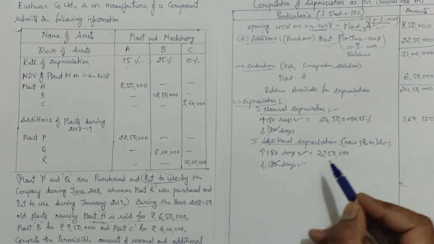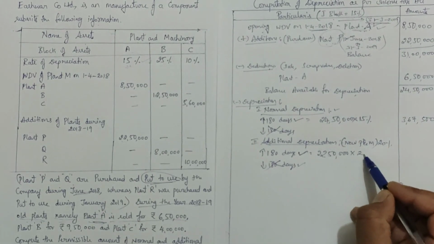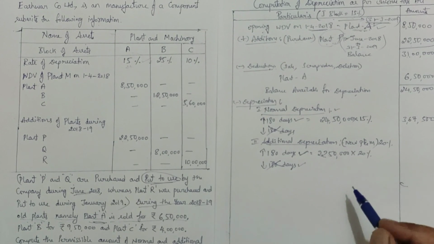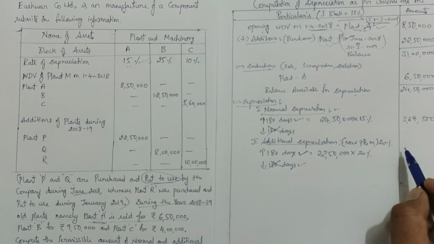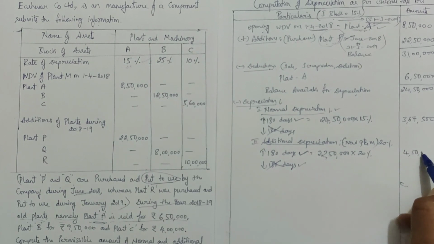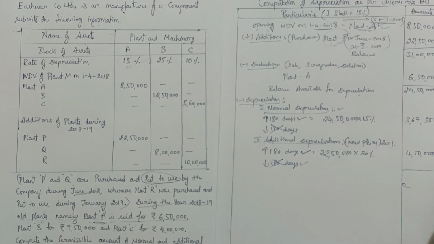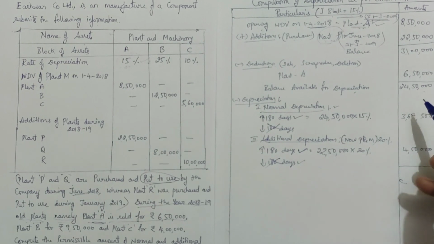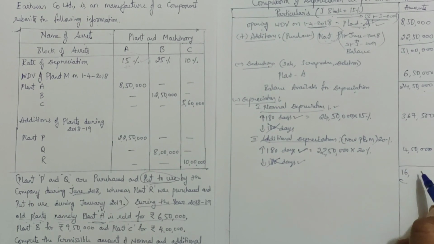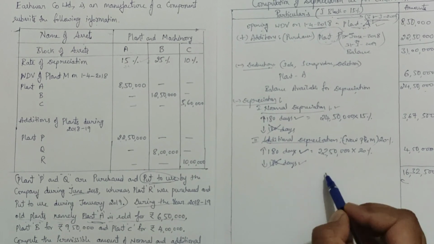22,50,000 is the value of plant P, correct? So into 20%. So how much will you get? 22,50,000 into 20%, we will get 4,50,000. Correct. So now, if you calculate, from 24,50,000, if we deduct these two values, we will get 16,32,500.